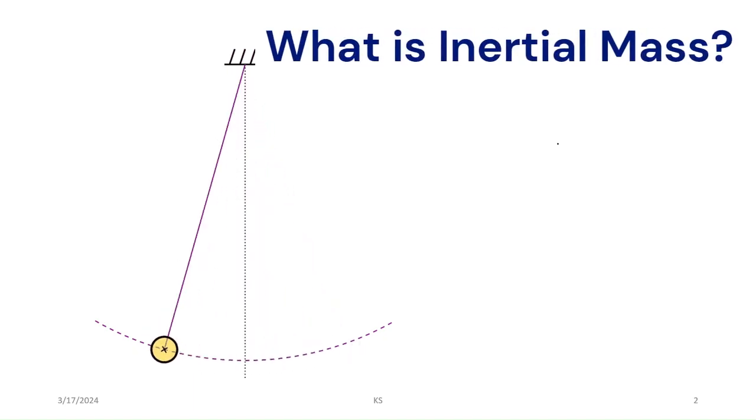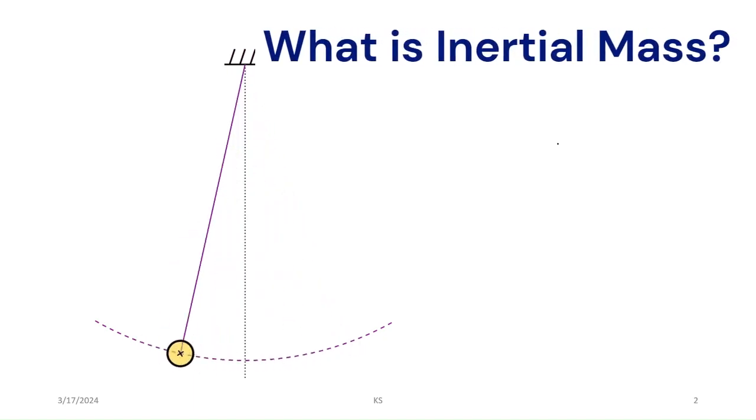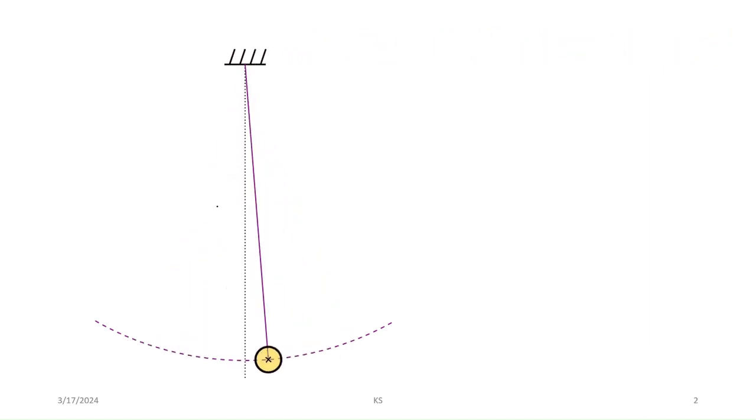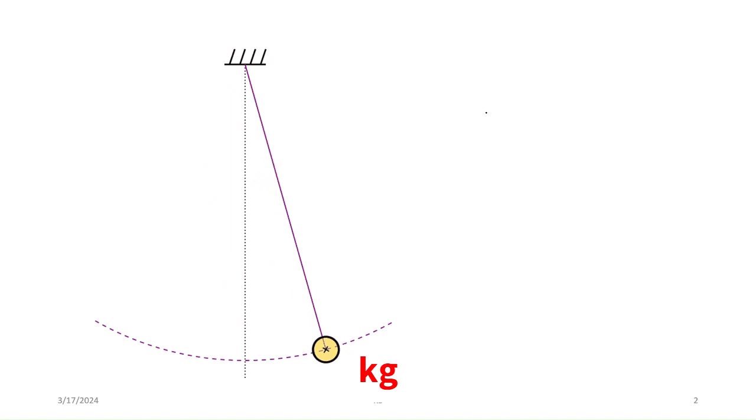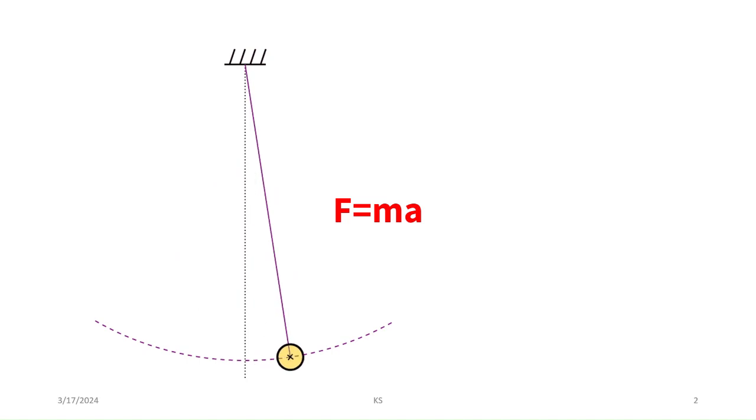What is inertial mass? Inertial mass refers to the property of matter that quantifies its resistance to changes in motion. It is a measure of how difficult it is to change the velocity of an object when a force is applied to it. Inertial mass is typically represented by the symbol m and is measured in kilograms in the International System of Units.